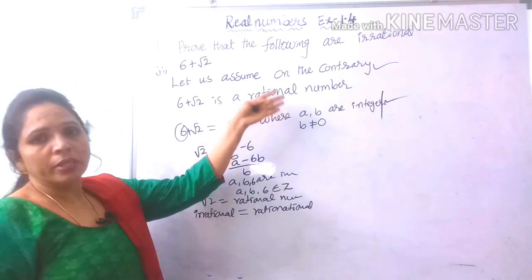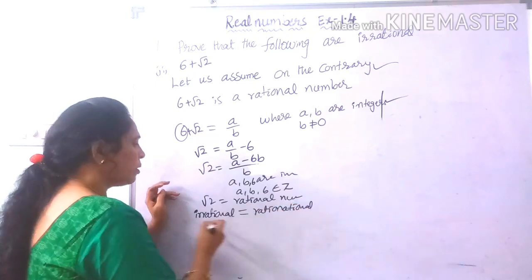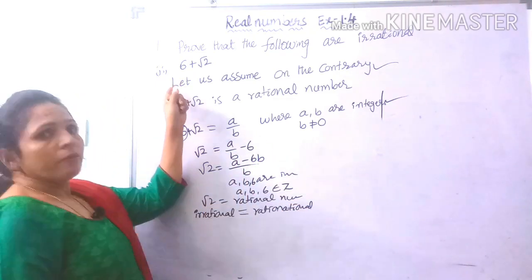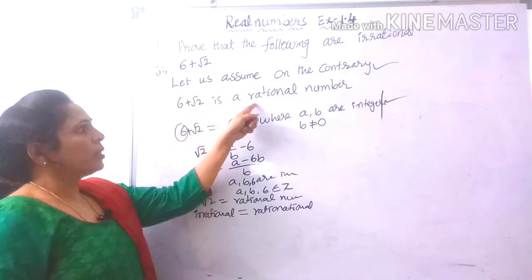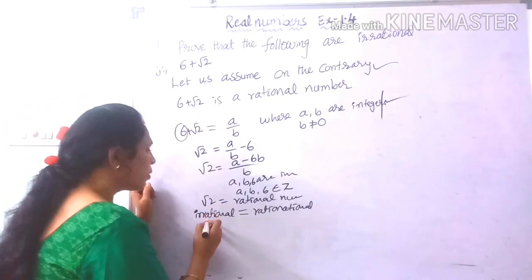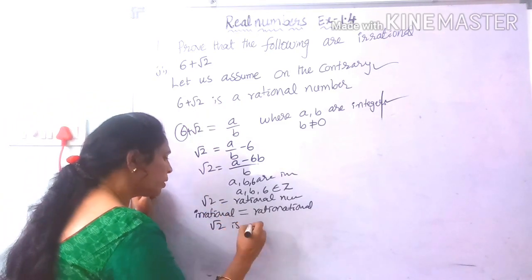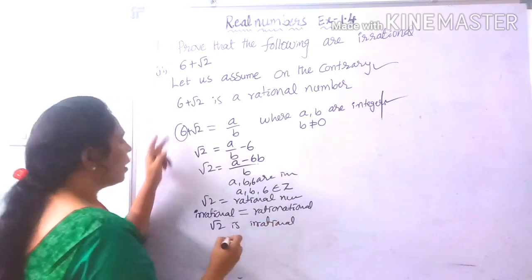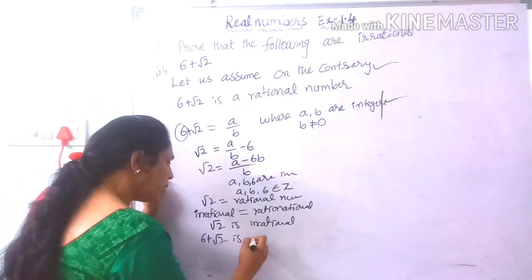So our assumption is wrong. Irrational is equal to rational here, which is not possible. So what we have assumed on the contrary, that 6 plus root 2 is a rational number, is wrong. So root 2 is irrational, root 2 is irrational, and also 6 plus root 2 is irrational.